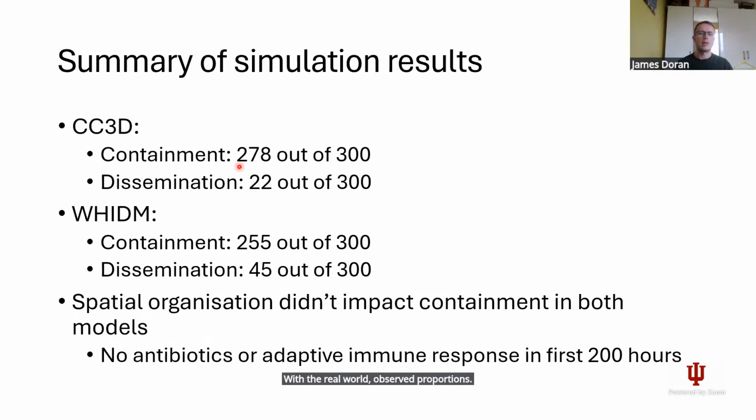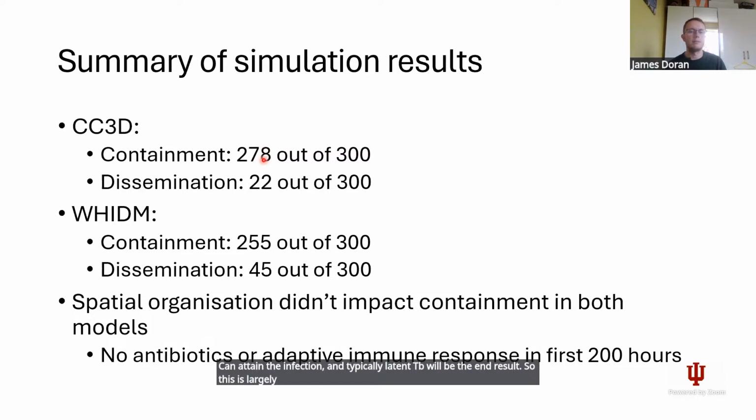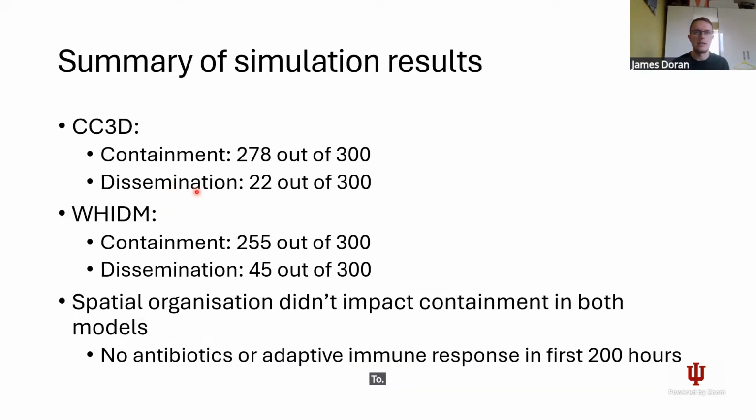As I said before, if the largest granuloma, which is effectively what we're trying to model, can contain the infection, then typically latent TB will be the end result. So this is largely what we would expect to see in a properly calibrated model, whereas 22 of the 300 simulations saw more than 10 extracellular bacteria left in the end. So in other words, dissemination, and what would probably lead to an active disease in such an individual.